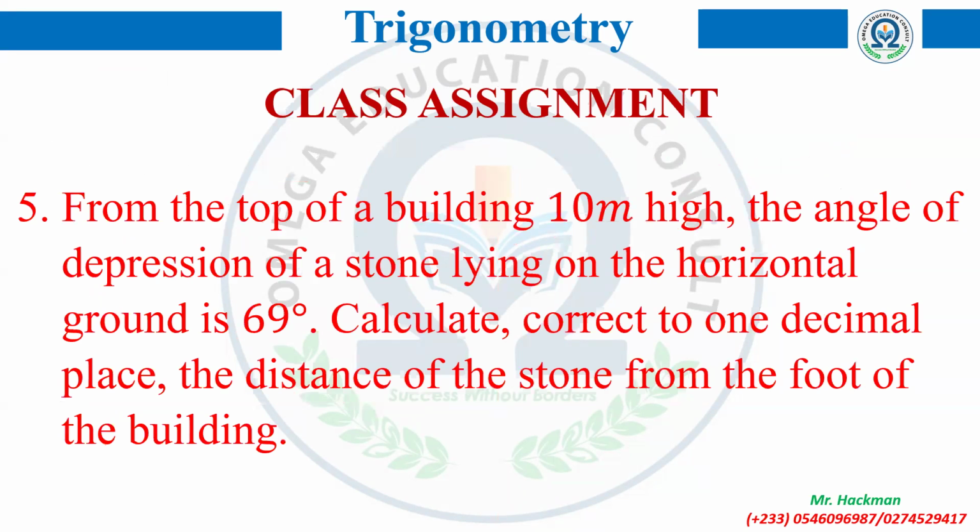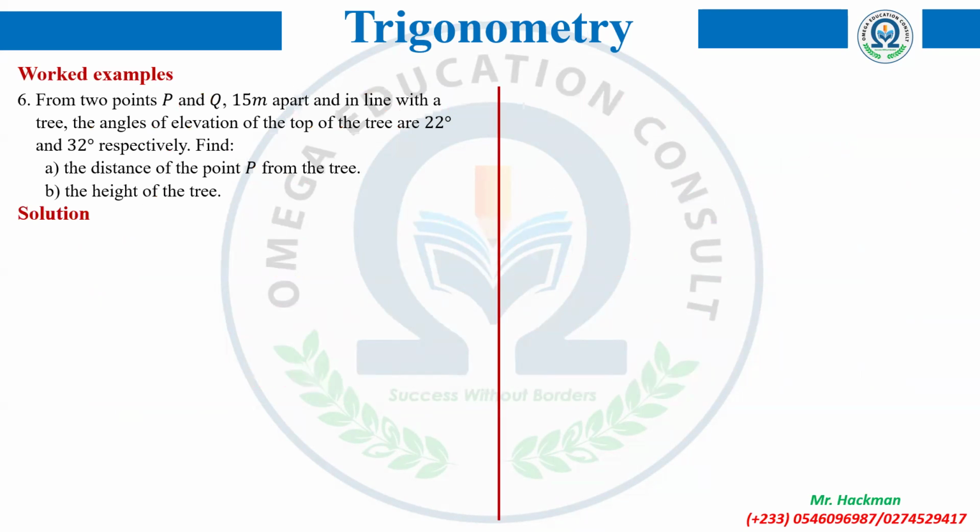Remember this will be your class assignment, that is if time allows. Otherwise, it will be your homework. So let's move on to another concept, the same elevation and depression. However, if you look at the examples that we've handled so far, the elevation and depression were taken from only 1 point. So we had only one angle of elevation or depression.